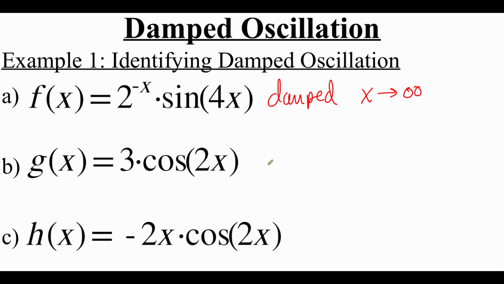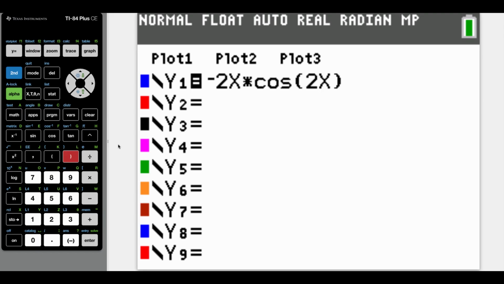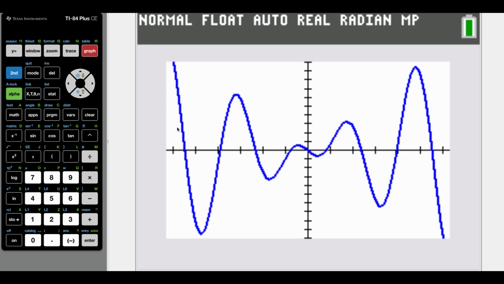So because this one had a constant wave height, then this one is not damped. And then our last one that we're going to look at is h of x equals -2x times the cosine of 2x. So in my y equals, I've got -2x times the cosine of 2x. I hit graph. And we start out with really big waves.